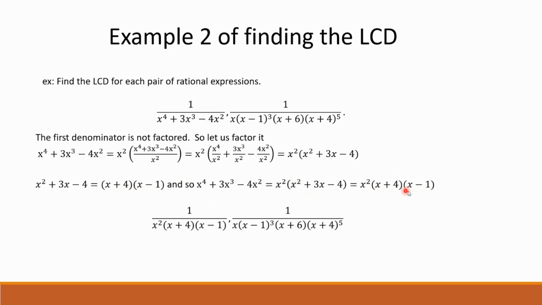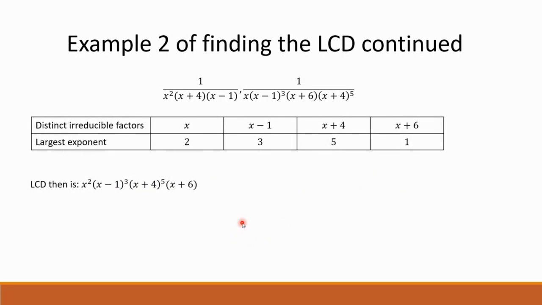Now it's factored, so we put that down here. Now the denominators are factored. Wonderful. So now to get the LCD, just like before, we list each distinct irreducible factor. I'm listing it in a table like this just to make it easier for everyone. So we have x plus 4, x minus 1, x already, x minus 1 already listed, x plus 6 we list, and x plus 4 is already listed.